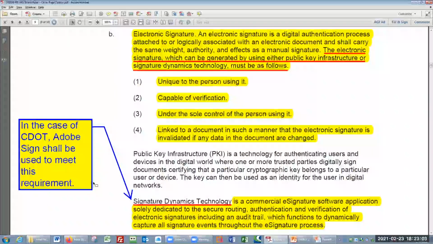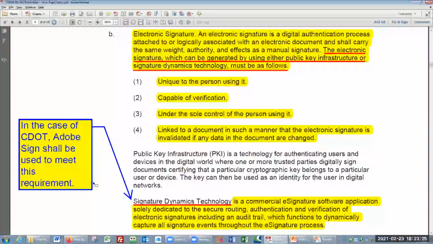So what's underlined in red is very significant. What's in yellow obviously applies to these rules. I'll read one and then we'll discuss them. Electronic signature. An electronic signature is a digital authentication process attached to or logically associated with an electronic document and shall carry the same weight, authority, and effects as a manual signature.